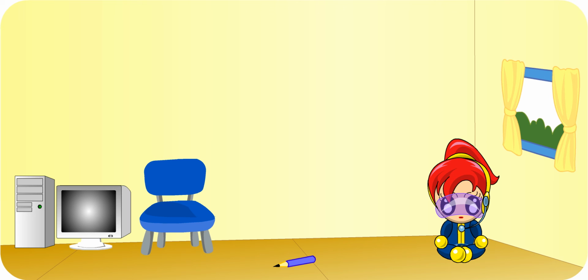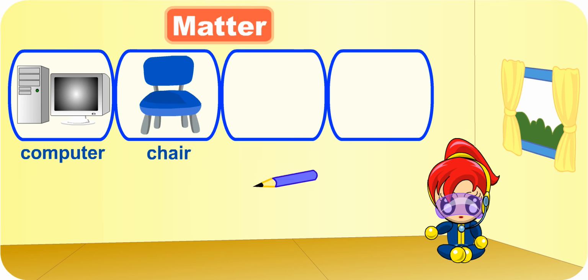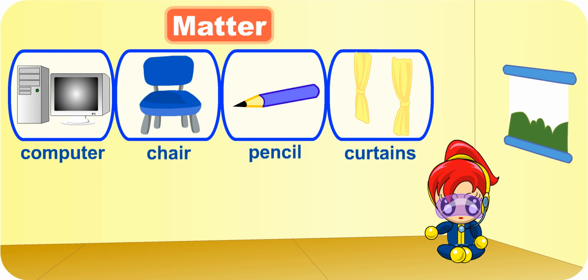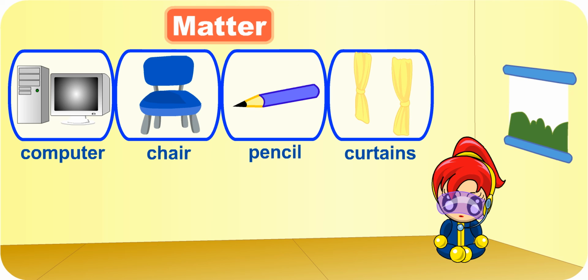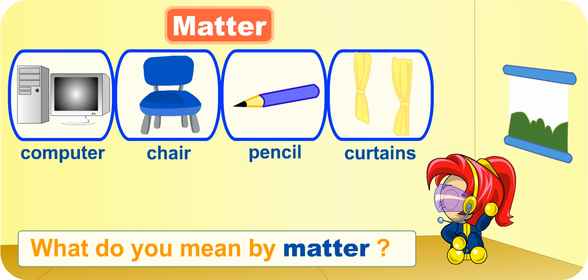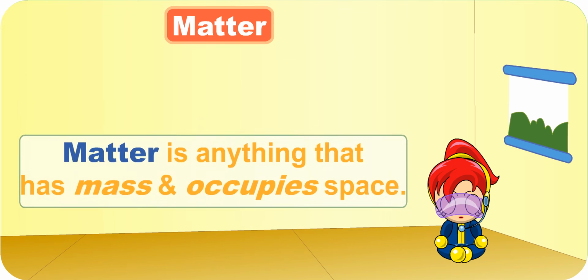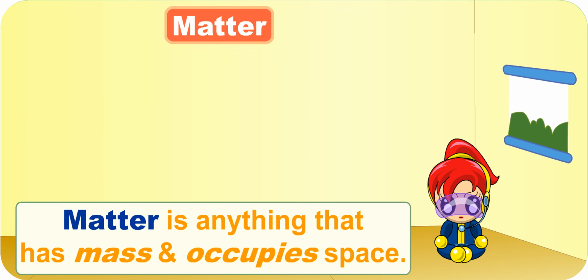We are going to learn about matter. Look around you. What do you see in your room? I see a computer, chair, pencil, curtains. All these objects you have just mentioned are known as matter. What do you mean by matter? Let us define. Matter is anything that has mass and occupies space.